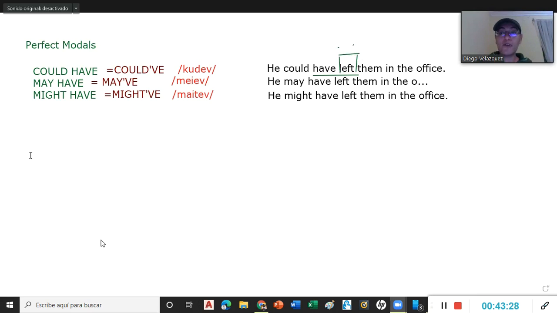Now, guys, let's go and have a look at the negative parts. Remember that the negation is always in the part of the modal verb, except with the modal verb may.